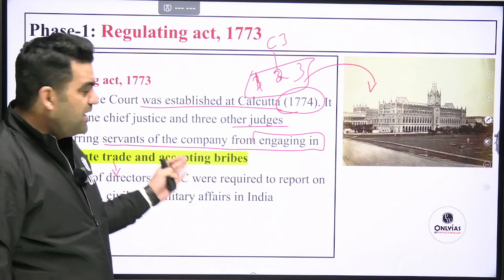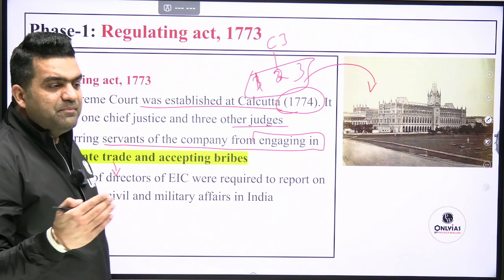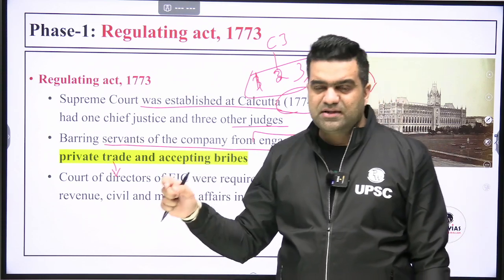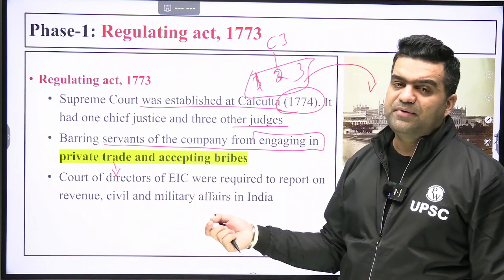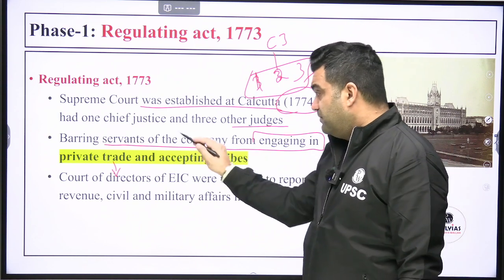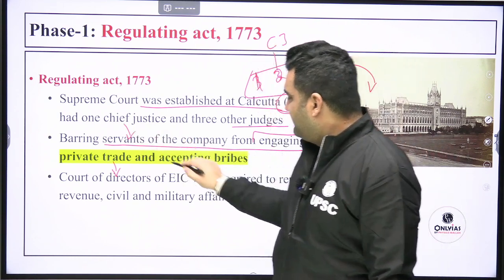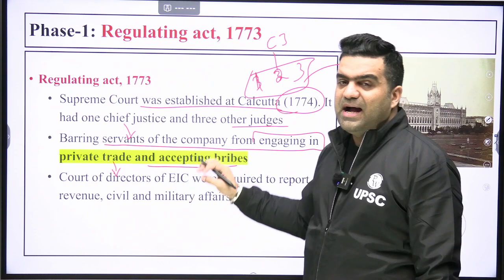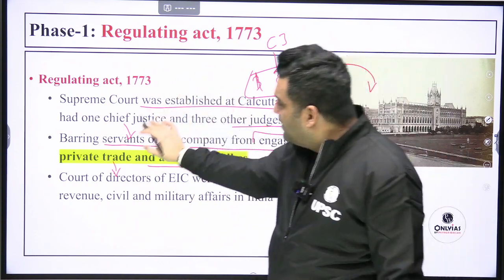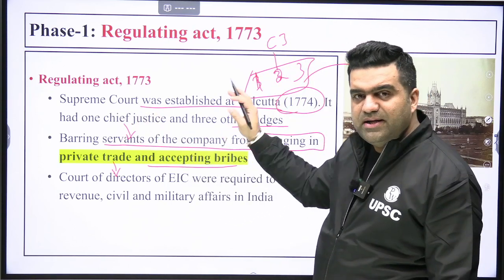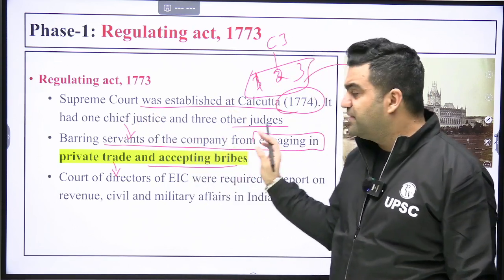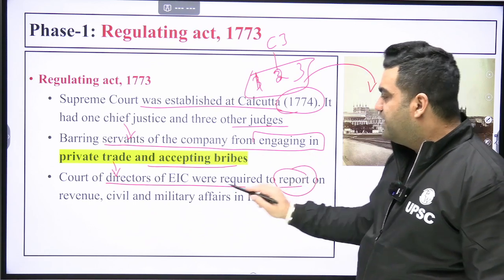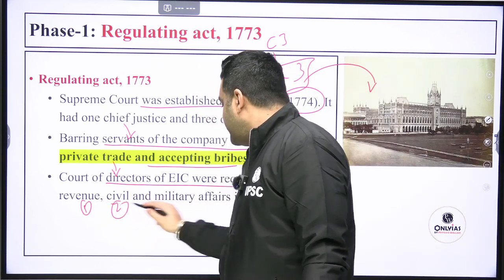Why? You can see the company officials were engaging in private trade of indigo, etc., the commodities. They would buy it at a cheaper price and sell it at a higher price to the company itself. So to curtail these activities of private trading and accepting bribes by the agents of the company, some details were incorporated in the Regulating Act in terms of punishment for them. The Court of Directors of the East India Company were required to report on the revenue, civil and military affairs in India.